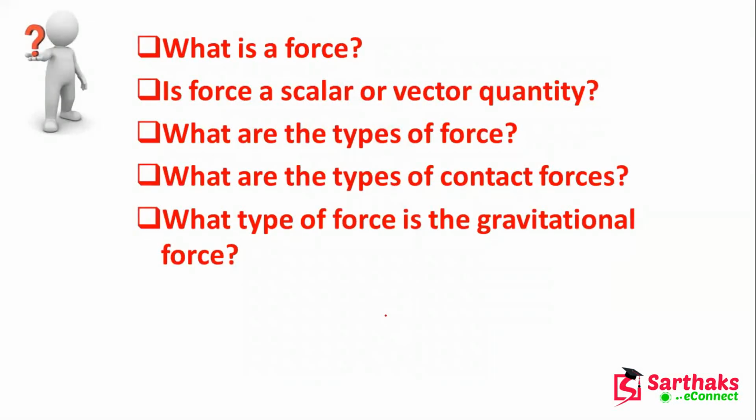Now, different questions from this. What is force? Is force a scalar or vector quantity? Already I have described that force has magnitude as well as direction, so you can say it is a vector quantity. What are the types of force? That already I have shown in a picture. What are the types of contact forces? Contact forces means you have some interaction between the object and yourself. What type of force is the gravitational force? That also can be explained.